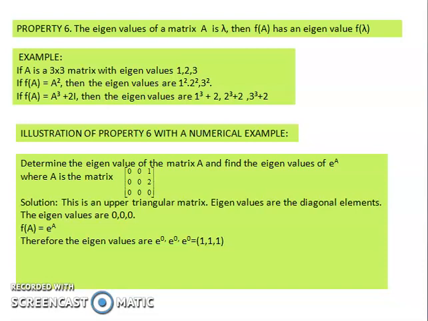So this is a very simple way to determine the eigenvalues. These properties are very important in solving numerical problems.